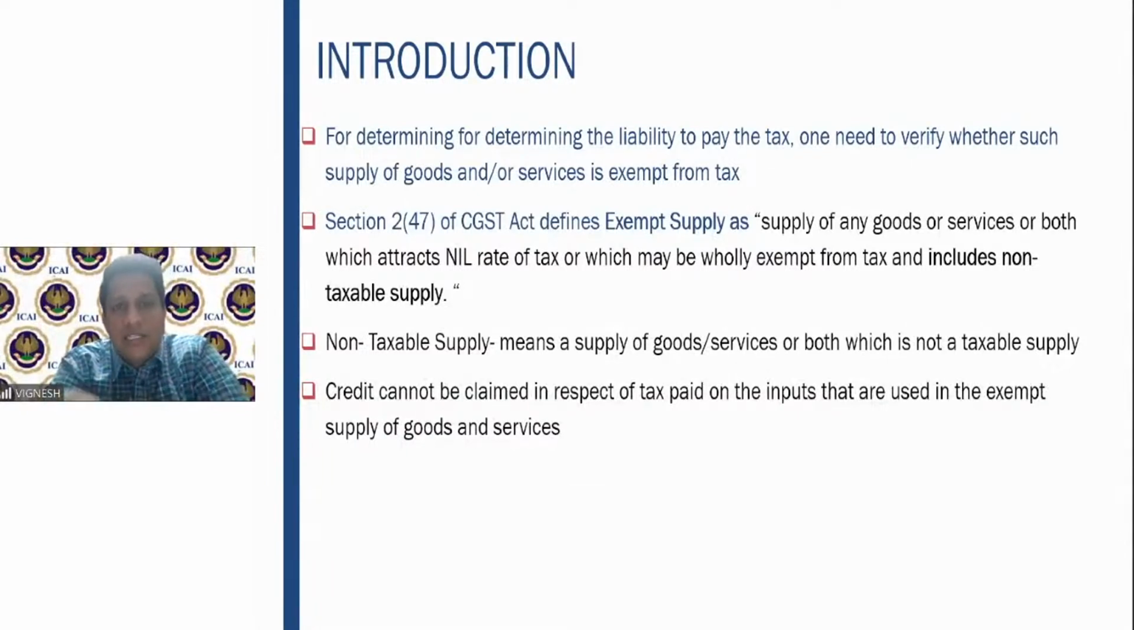Let us take an example here. One of the exempt services we are going to discuss is healthcare service, hospital service. So the hospital is running a service which is exempt from GST. The hospital pays rent for the premises. On that, GST is applicable because renting of immovable property is chargeable to GST.